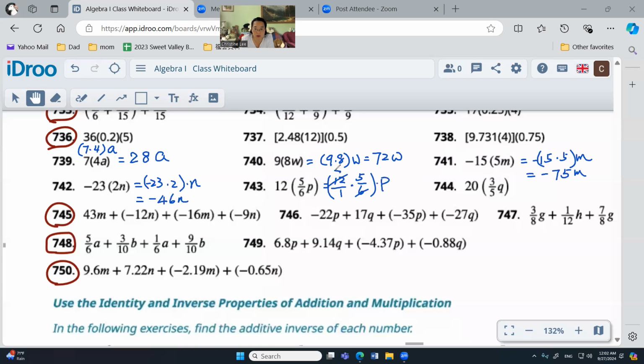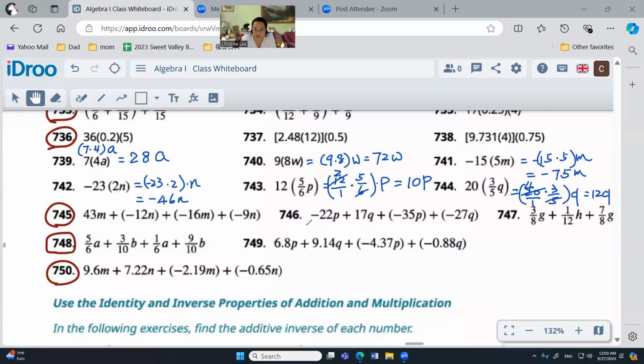2 and 5 is 10 on top. Nothing in the bottom. It's 1, 1, so you don't have to say it. Okay, this is 20 times 35. And we want to do it first. 20, you can think of it as 20 over 1. So that will be easy. Okay, Q. So your answer is 12Q.